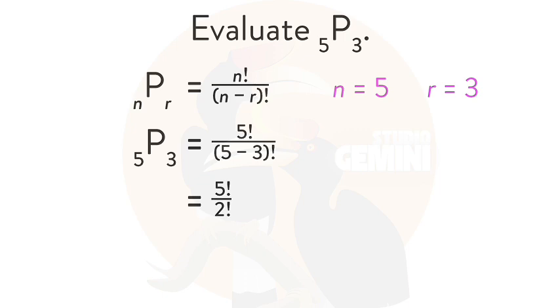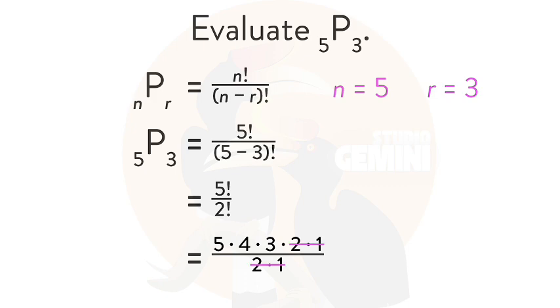Now, let's expand the numerator and denominator. 5 factorial is 5 times 4 times 3 times 2 times 1. And 2 factorial is 2 times 1. We can simplify the fraction a bit by canceling out factors. Notice the product 2 times 1 is in both the numerator and the denominator, so we can cancel these factors.